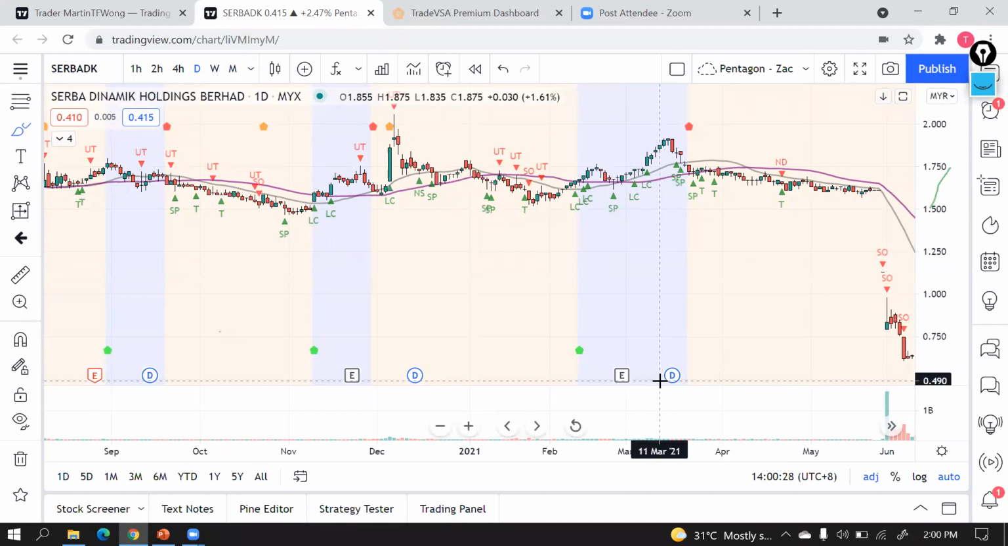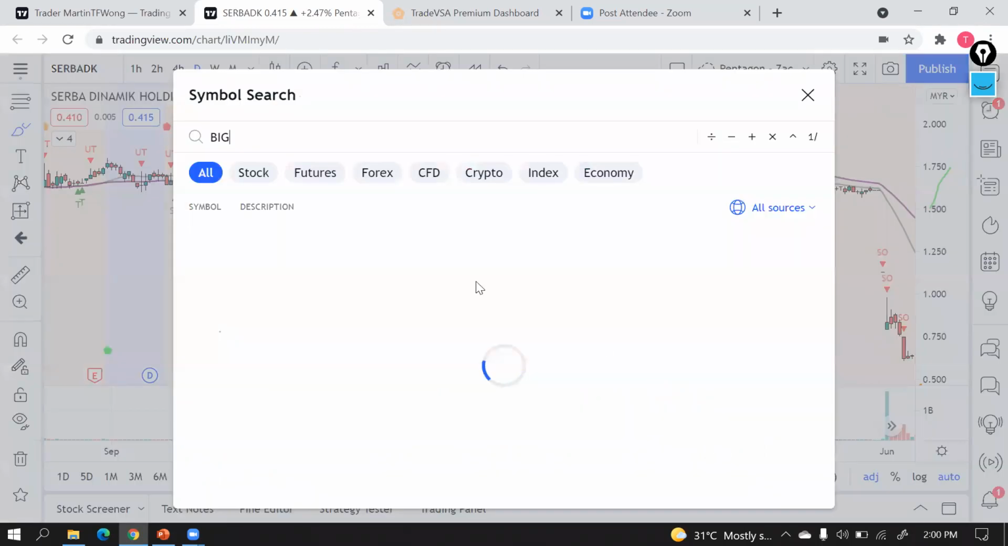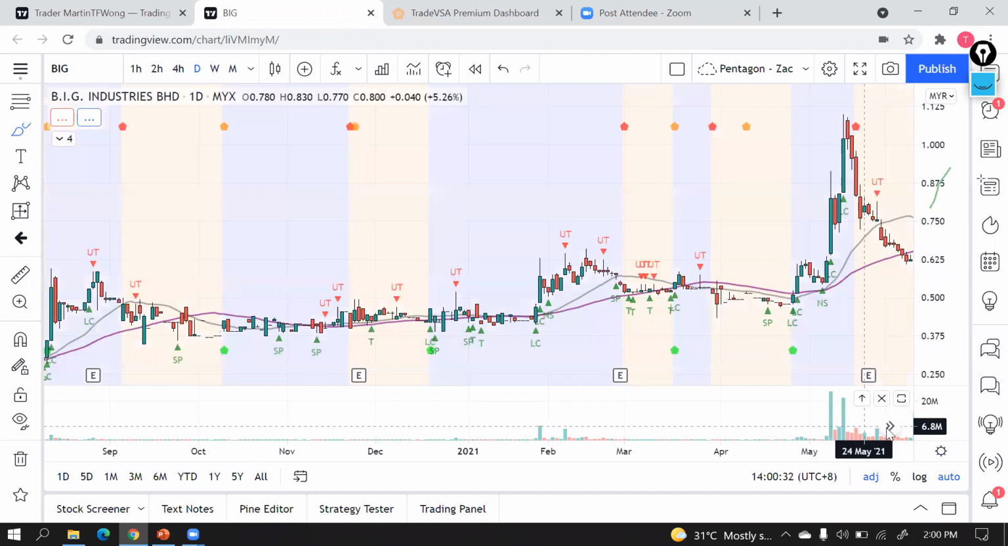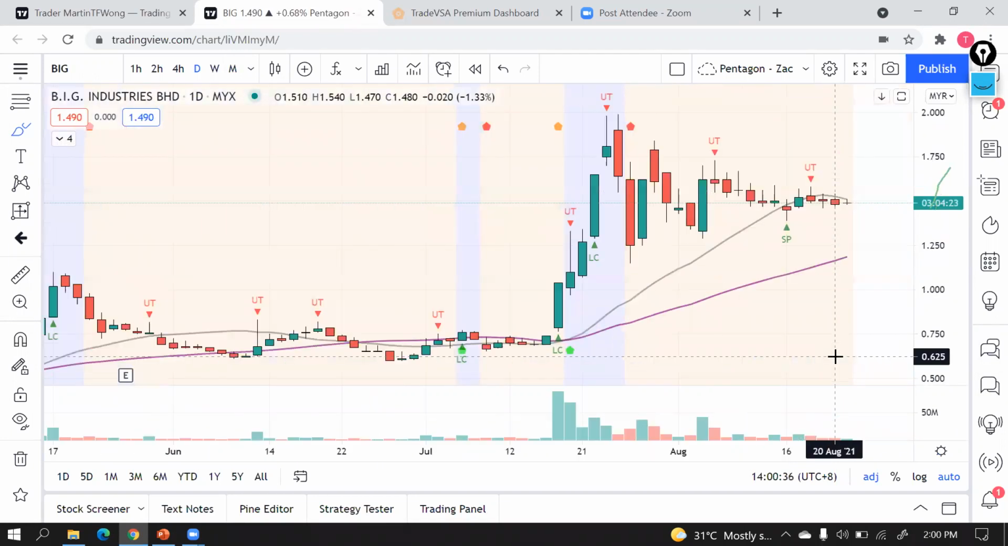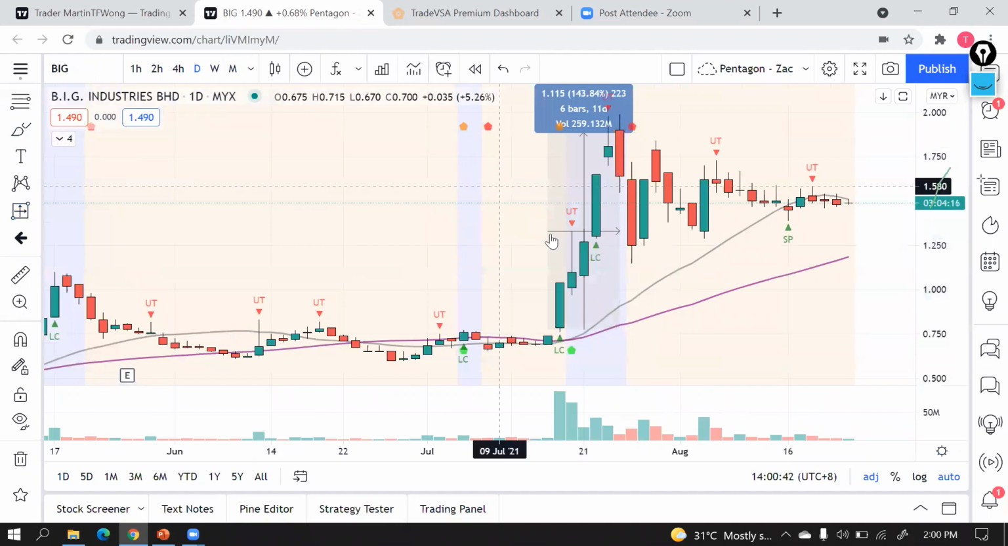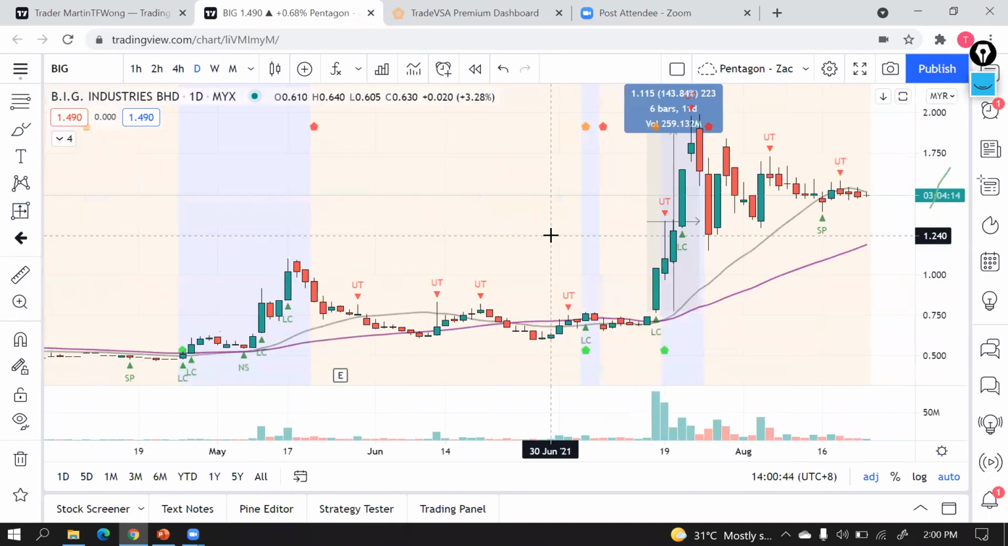Okay, let's try BIG. Okay, example like BIG. The daily chart looks quite climactic over here.